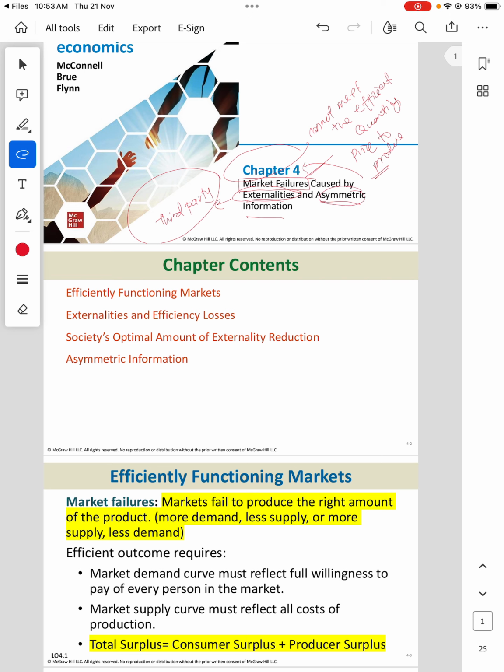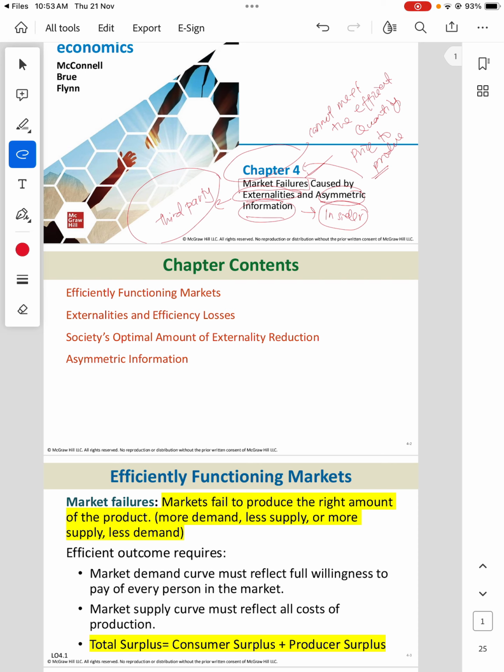Asymmetric information is considering the inside information, insider information from an insider. For example, you want to buy a stock in the stock market, and you have gained the inside information. So that is called asymmetric information.